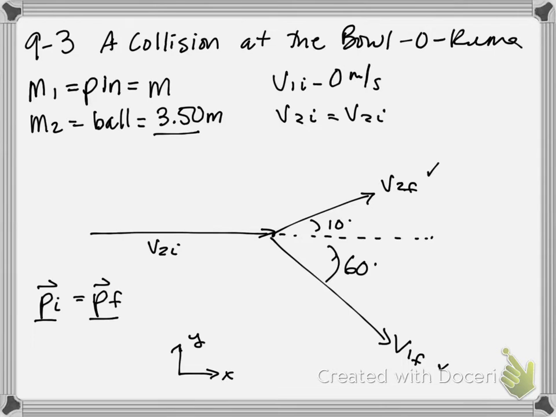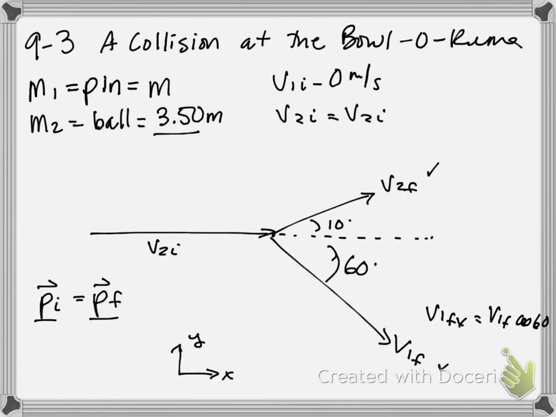But the x component of the pin's momentum is just the mass of the pin times the x component of the pin's velocity. And so the x component, v1f x, for another subscript, is just v1f cosine 60, right? So I'm going to put that here. m1 v1f cosine 60 degrees, right? Now let's deal with the pin's final momentum.